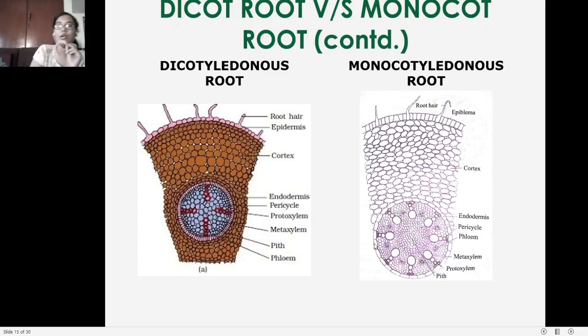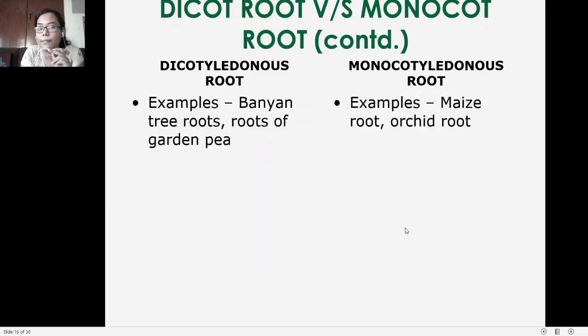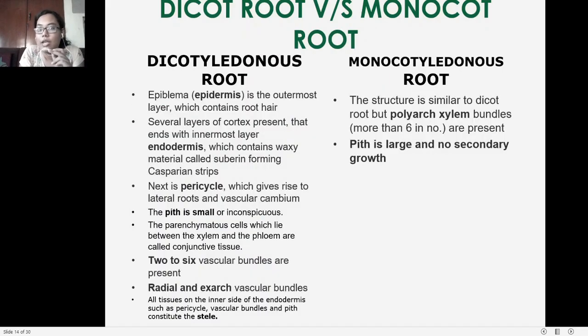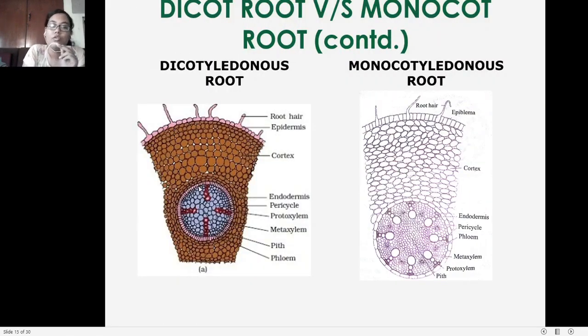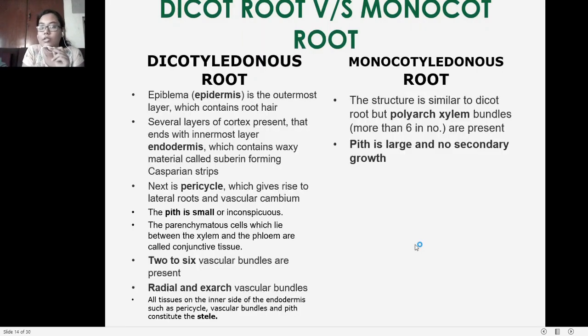Another thing is that the xylem bundles are polyarch, that is, more than 6 xylem bundles are present. So in dicot we had 2 to 6 xylem bundles, but in monocot we have polyarch xylem bundles, that is more than 6 xylem bundles. Okay, another difference is that there is no secondary growth. So monocot roots have no secondary growth.